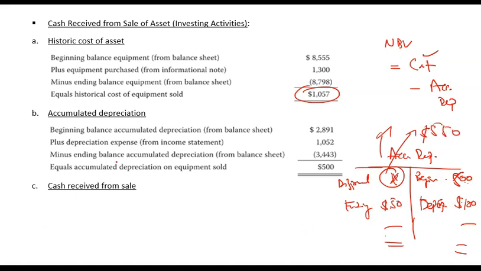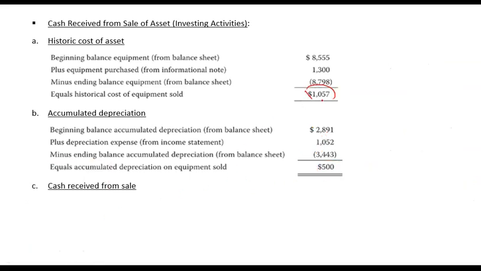So that means simply if you take the beginning balance of accumulated depreciation and you add depreciation expense for the year and you subtract the ending balance, this should give you the accumulated depreciation for the asset that you are selling. That is 500 in this question.